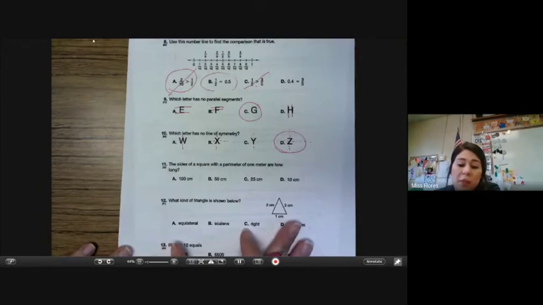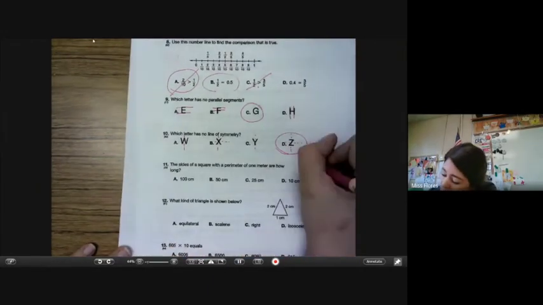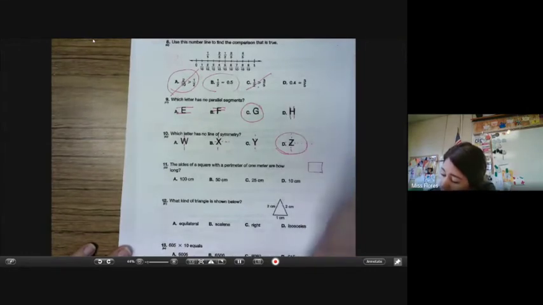11, the sides of a square with a perimeter of 1 meter are how long? So the sides of a square with a perimeter of 1 meter.